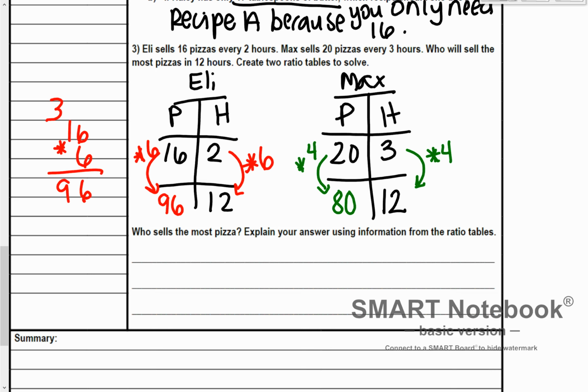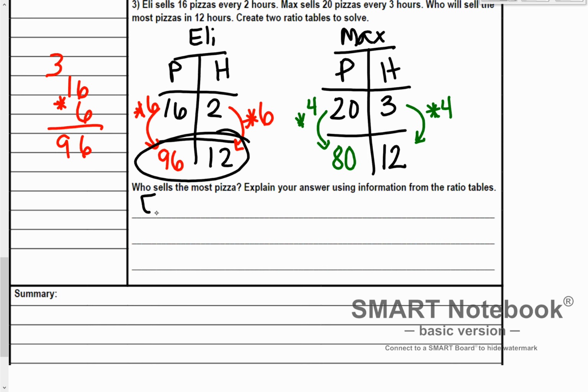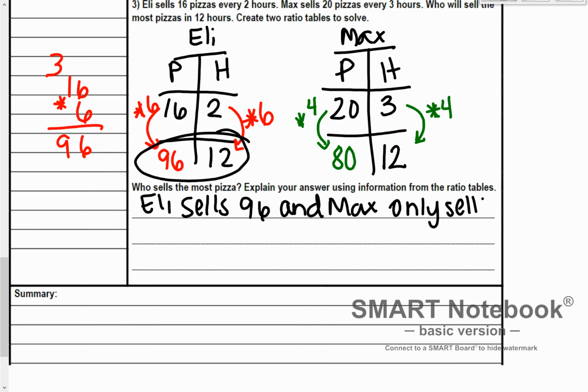So who sells the most pizzas in 12 hours? Well, that would be Eli, because he sells 96. Max only sells 80. Eli sells 96 and Max only sells 80. Eli sells more pizza.